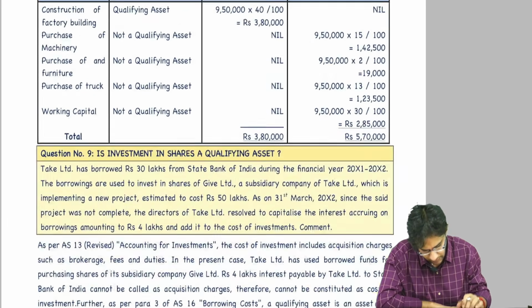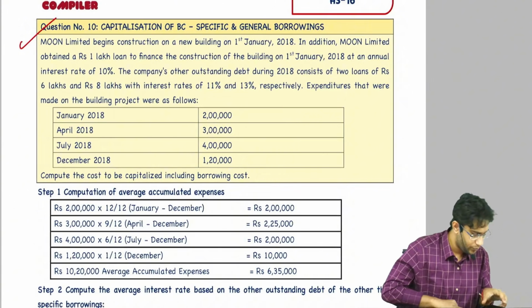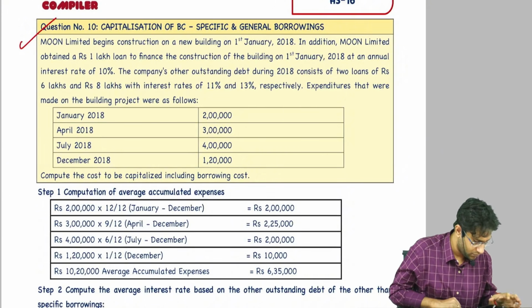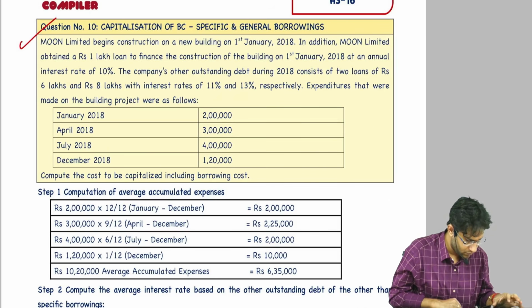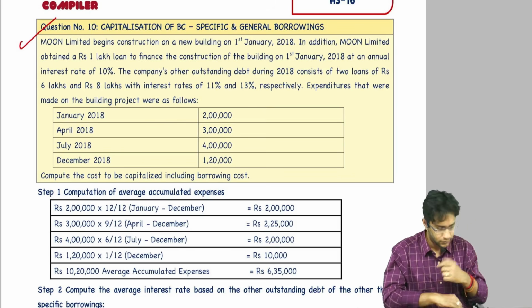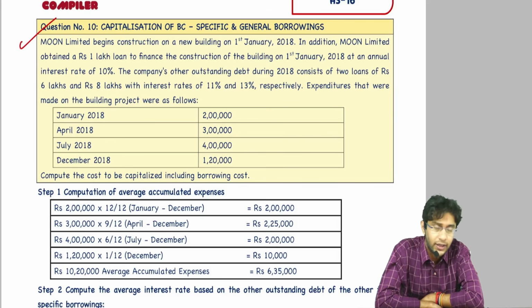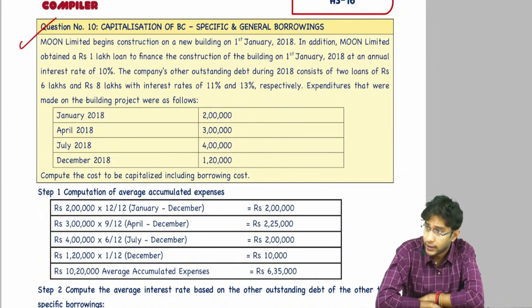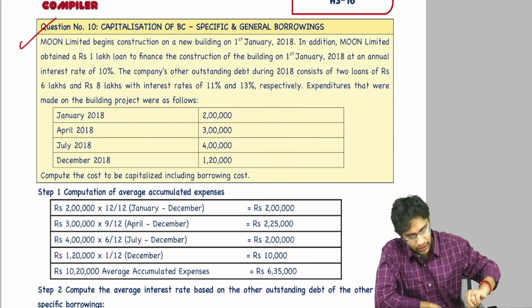Moon Limited, you'll do. Do Moon Limited, 10th one. Okay, Moon Limited begins construction on a new building on 1st January 2018. Please underline the date. Sir, construction work started on 1st January 2018 is the meaning of it. In addition, Moon Limited obtained a 1 lakh rupees loan to finance the construction of the building on 1st Jan 18 at an annual rate of 10%. Please underline that.